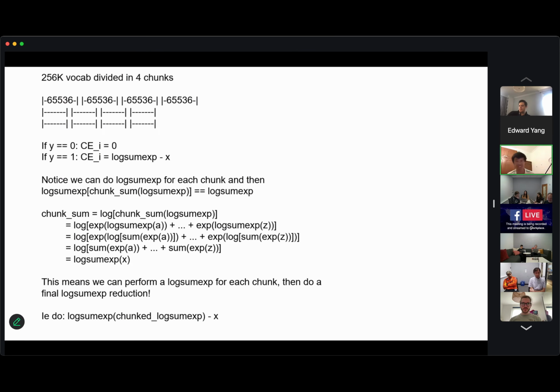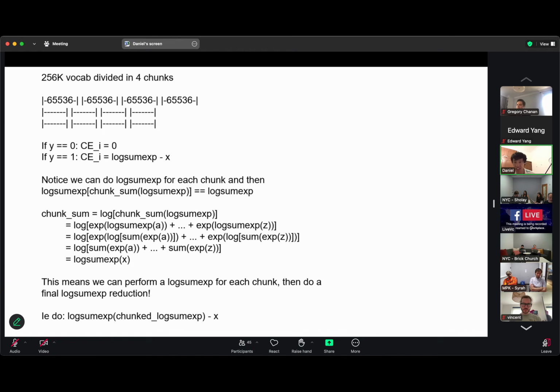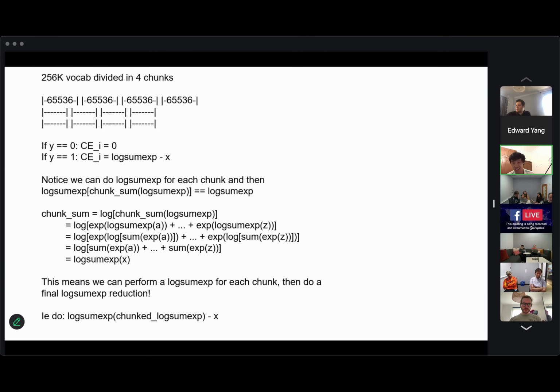So for example, this is the cross entropy. How do we actually do chunking of the cross entropy kernel? For example, if you have a 256,000 vocabulary size, you divide it into four parts. And in order to do that, you have to use the log-sum-exp trick for chunking. You can do a chunked sum, and you do each sum separately, and then you do a final log sum exponential at the very bottom. So the trick is that the log sum exp of the chunked log sum exps is the same thing. And we essentially had to do something like this to make Gemma work.